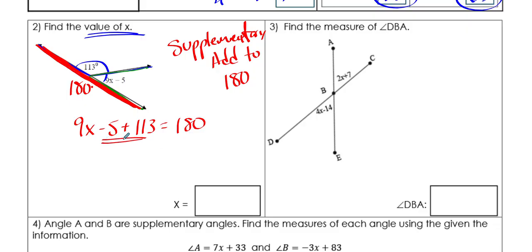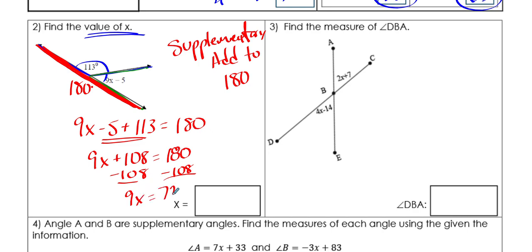We're going to combine like terms. Get 9x plus 108 equals 180. Subtract 108 from both sides. We get that 9x equals 72. And we divide by 9 on both sides, so x is 8. This is just asking for the value of x, so we are all done with that question.